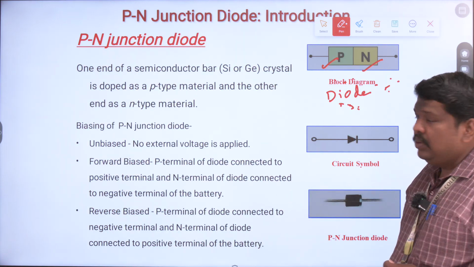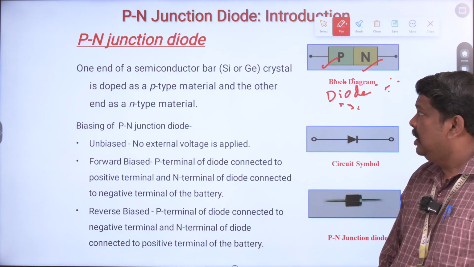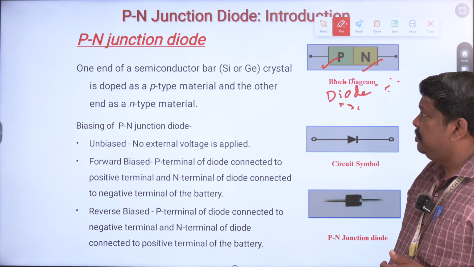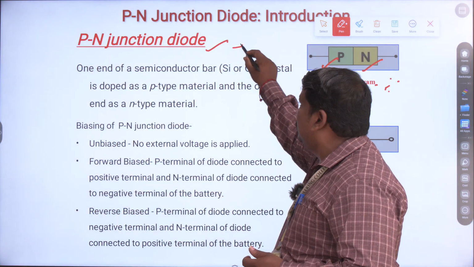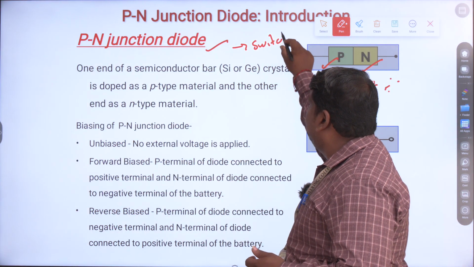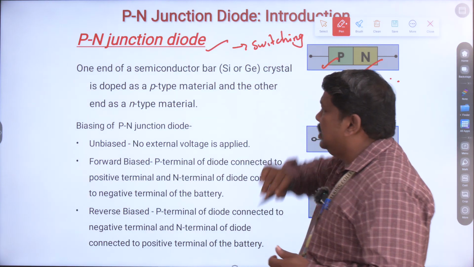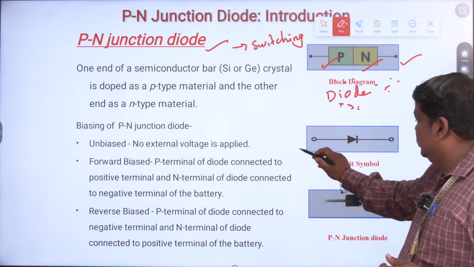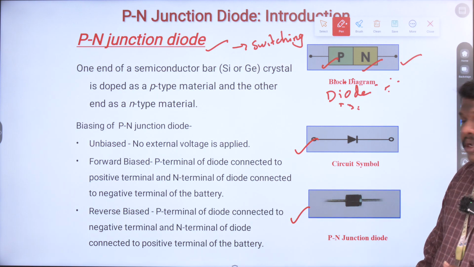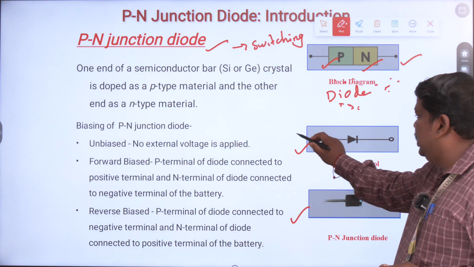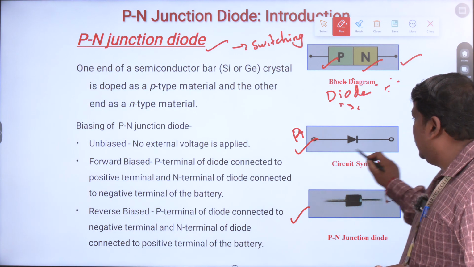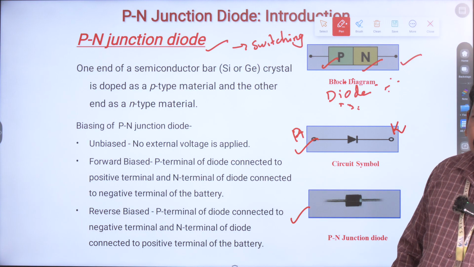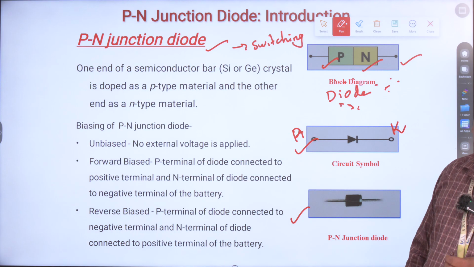This is one of the semiconductor materials which is used in semiconductor devices in your electronic circuits. This PN junction diode is going to be used for switching applications. These are the block diagram symbols, the representation of your PN junction diodes. One terminal is called the anode terminal, another terminal is called your cathode terminal, where we are going to give your voltage source. According to that, it is going to be operated.